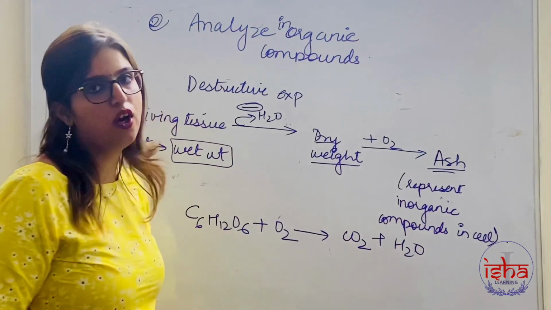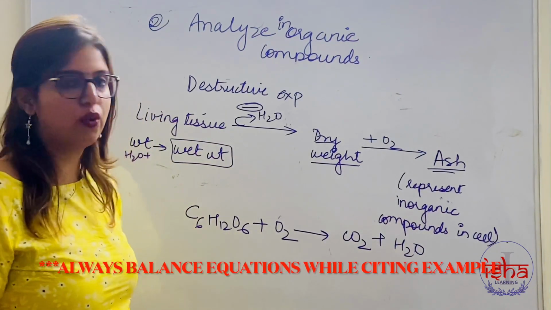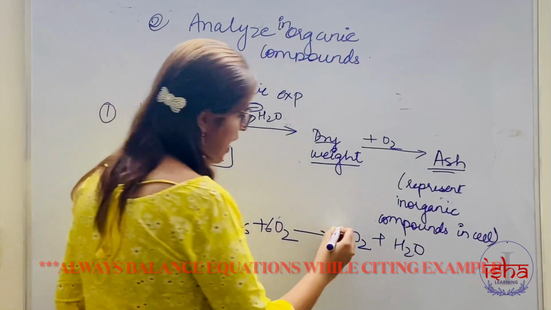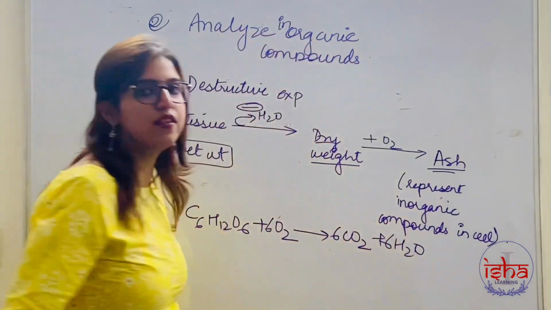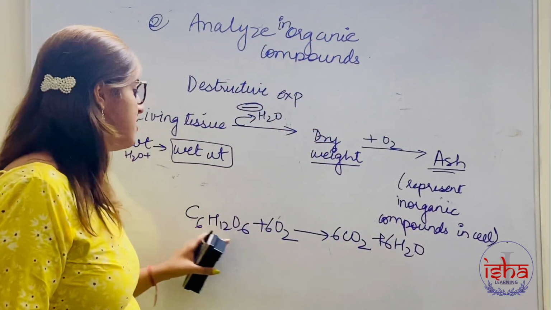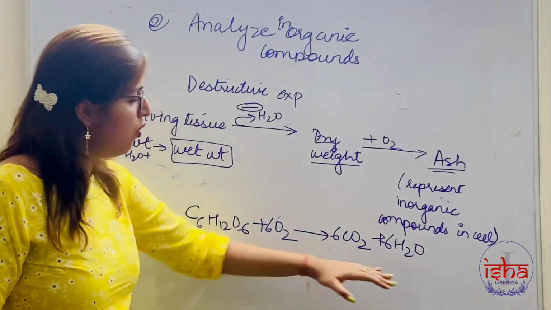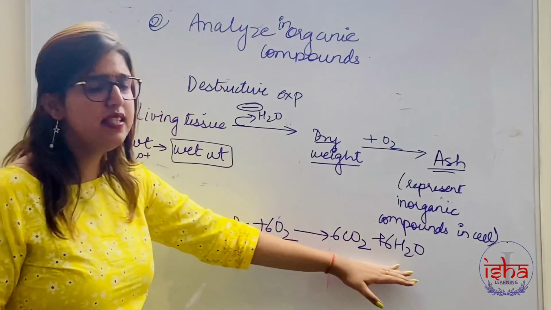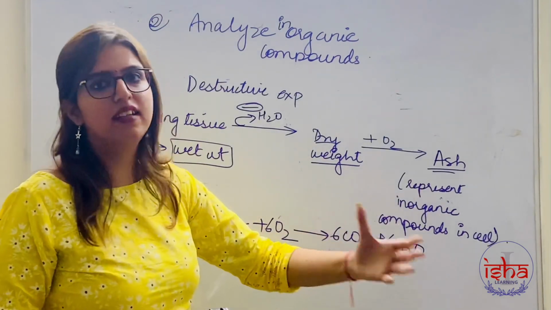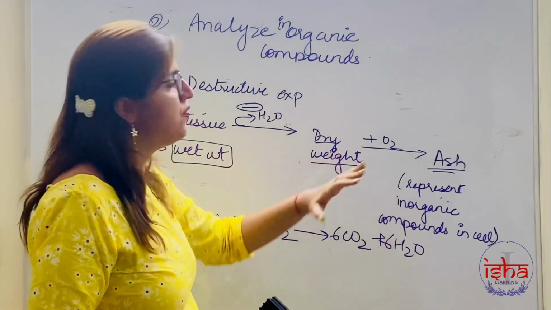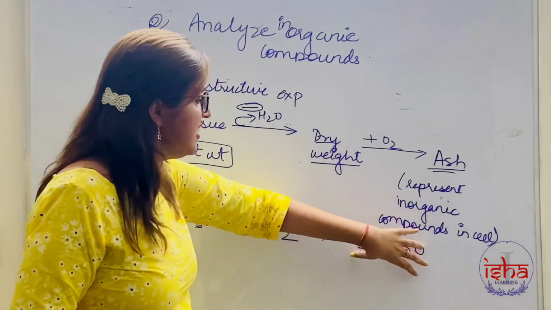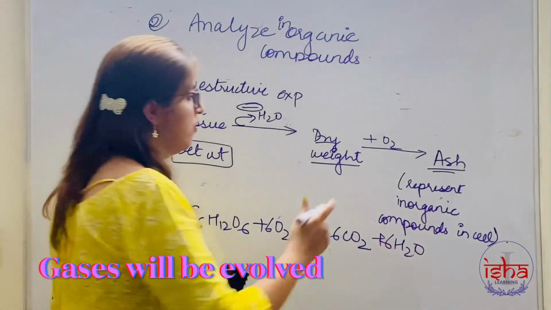This equation is not balanced. We need to balance it. It's always important to balance the equations. So now it's a balanced equation. This is called the oxidation of glucose. So now what is going to happen? See guys, we're doing an elemental analysis. The significance of the burning step is that these gases will get evolved.